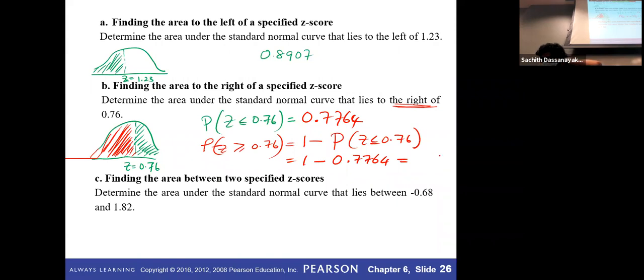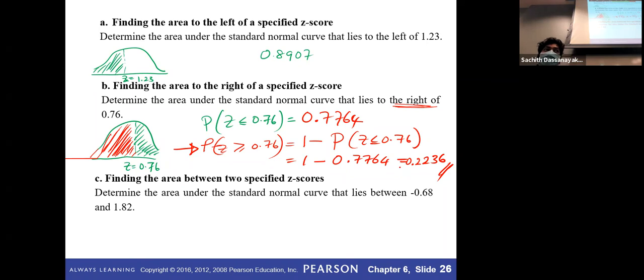It's going to be something like 0.2236, right? Yeah. Okay, so this is the value 0.2236. That's the value you need.